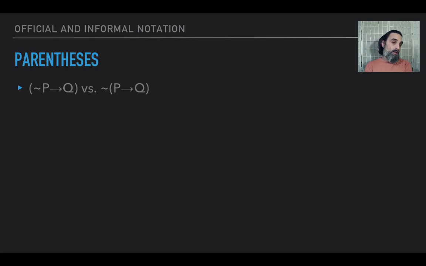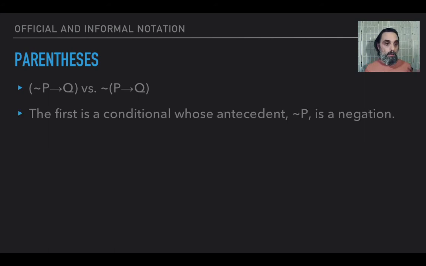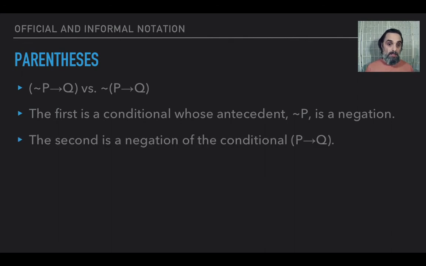So here are two sentences. The one on the left is parenthesis, negation, P, arrow, Q, parenthesis, and the other one just has the negation and then parenthesis, P, arrow, Q, parenthesis. So the first one, that's a conditional, and its antecedent, not P, is a negation. The second one is a negation of the conditional P arrow Q. So those are two different sentences.